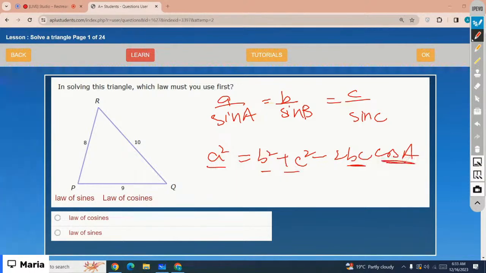But here if you use the law of sine, you only have AB. You don't have the angle A and angle B, right? So that means we must use the law of cosine first, right? The correct option is law of cosine.